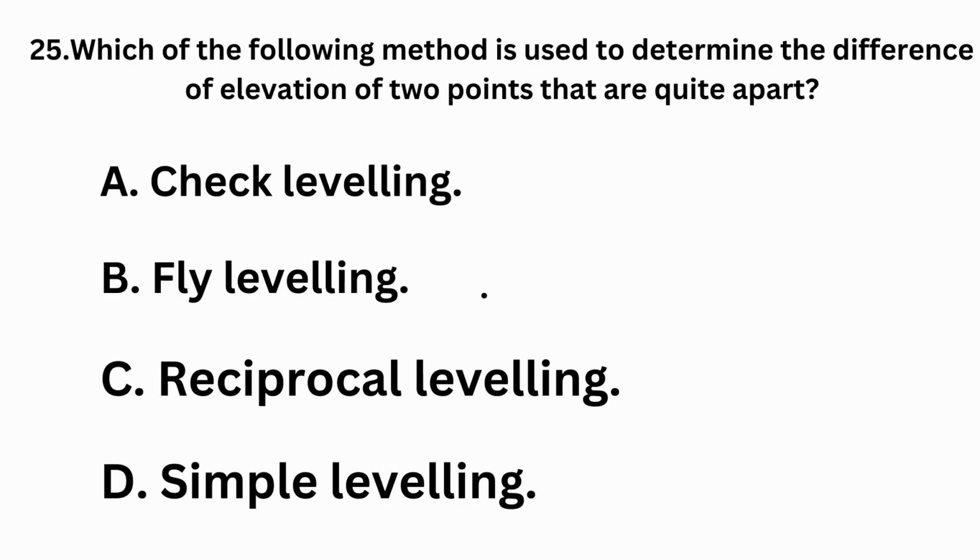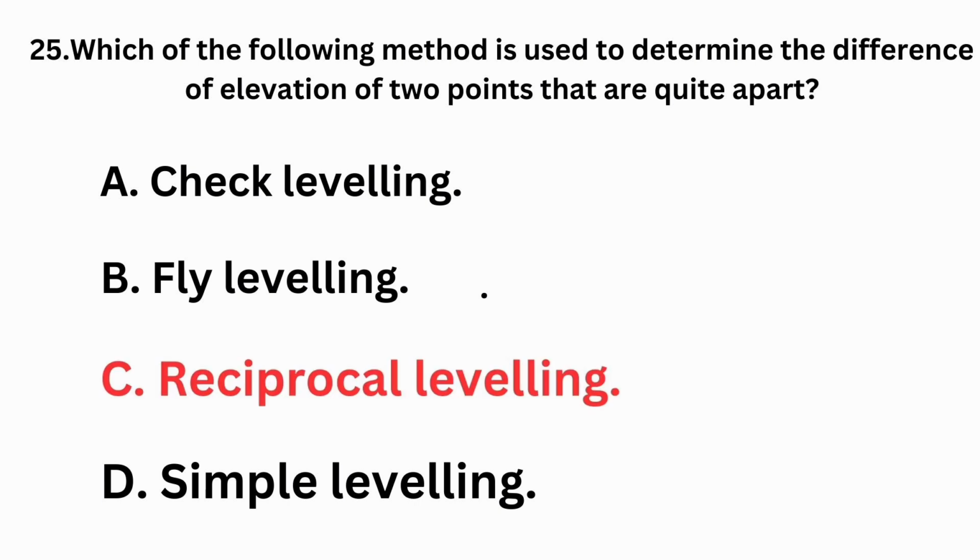25. Which of the following methods is used to determine the difference of elevation of 2 points that are wide apart? A. Check leveling, B. Fly leveling, C. Reciprocal leveling, and D. Simple leveling. First of all, check leveling is done to check elevations which have already been obtained, and fly leveling is done to determine the relative elevation rapidly without measuring the distance between the points, and simple leveling is the easiest type of direct leveling. So the right answer is C.